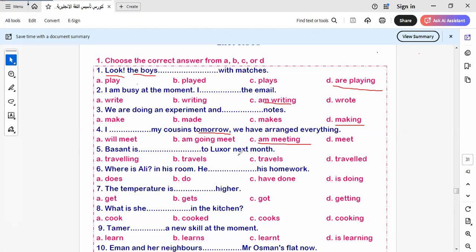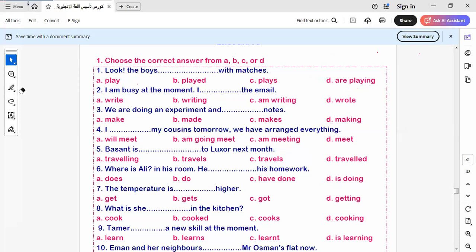Here is Basant is traveling to Luxor next month. Where is Ali? In his room. He is doing his homework. The temperature is getting higher. Okay, so now we know how to do the present continuous tense.